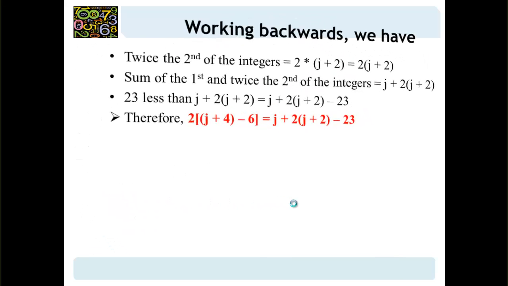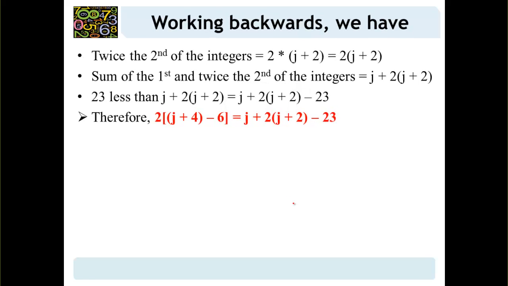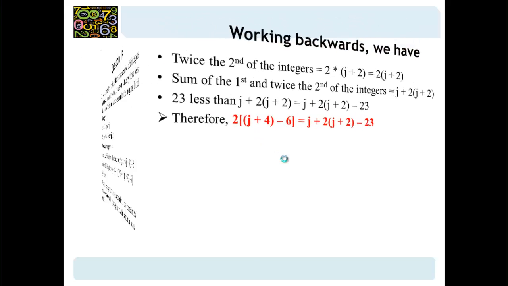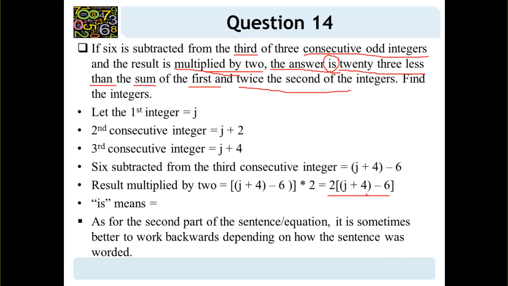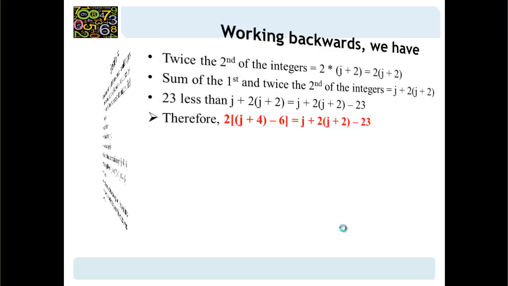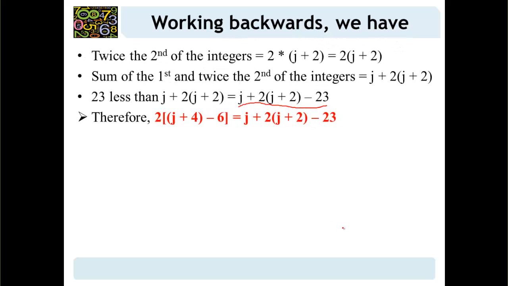Let's see it. So j plus 2 times (j plus 2) minus 23. So this gives us the right hand side. And then how do we write the equation? We have to write this left hand side equal to the right hand side. We now solve it.